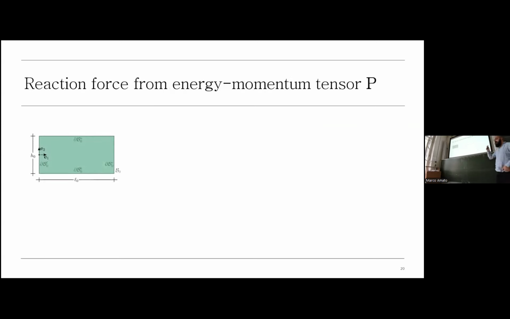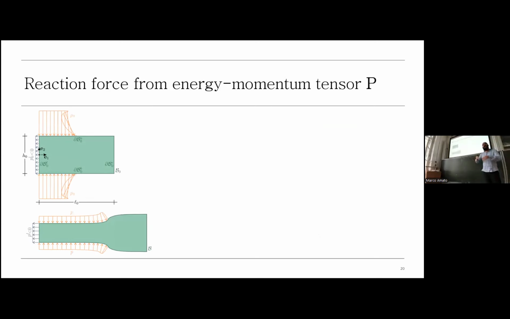Now we can use the Eshelby energy momentum tensor to calculate action force R1. So let us consider an elastic domain subjected to pressure distribution, a frictionless contact. And since we want the horizontal direction, the solenoidal property of it.